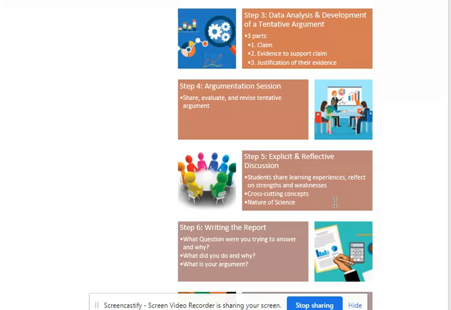We can also talk about cross-cutting concepts. So concepts that you see in all of your science classes. And then finally, we'll talk about the nature of science. So at the beginning of the year, we went through the nature of science and all of those different characteristics, like how it's tentative and how there's multiple ways to collect data. So we'll go through that also.